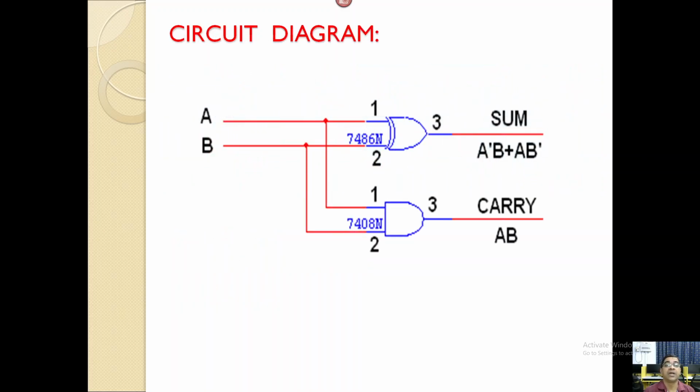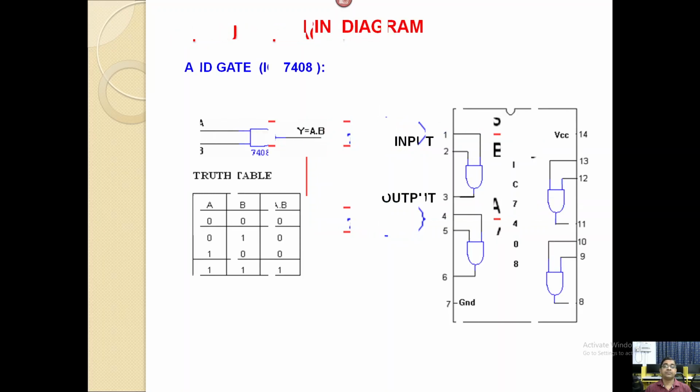Next, the circuit diagram for the half adder. For the sum, which is A bar B plus A B bar, we require the XOR gate, and carry is equal to AB, so one AND gate will be required to implement the half adder circuit. As you already know, the IC number for the XOR gate is 7486, and for the carry the IC number required is 7408, that is the AND gate.